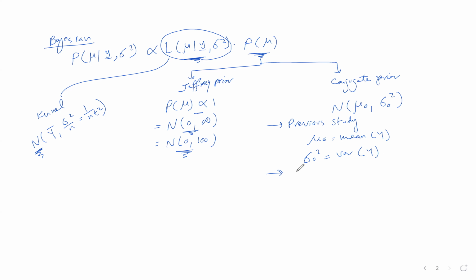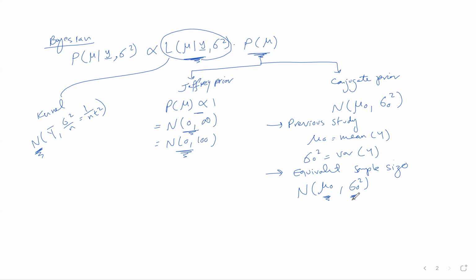Or you can use the idea of equivalent sample size. How do I use the idea of equivalent sample size to get this normal mu 0 and sigma 0 squared? Selecting mu 0 is not that hard. For example, I feel like the population mean is something like 25. So you select this one by yourself. But the problem is sigma 0 squared.